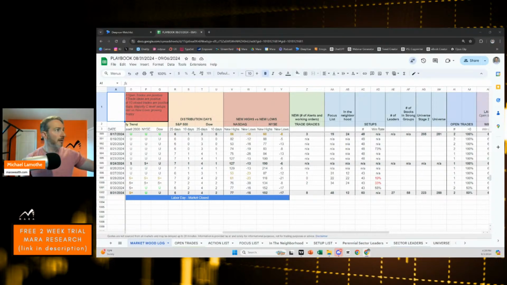Just from taking a quick peek at how many stocks there are in stage 2 uptrends. Because if there's a lot of stocks in stage 2 uptrends, it's probably a good time to go shopping. But if there's not, then it's probably not. So those are some of the things that I look at.